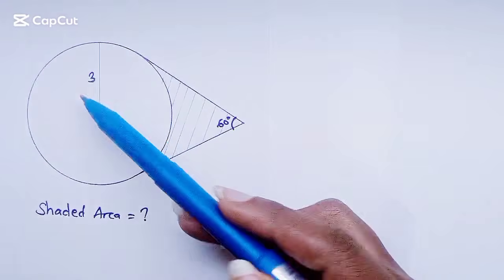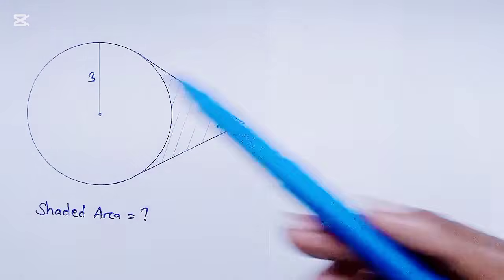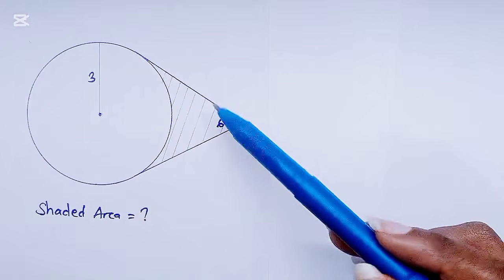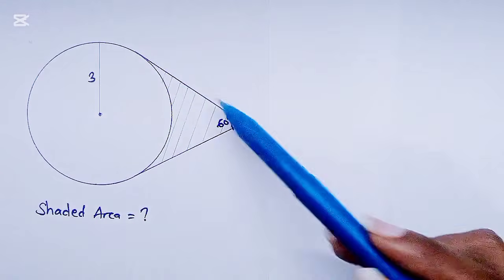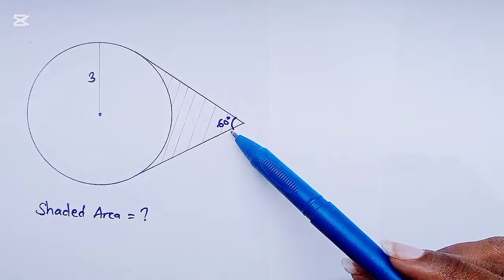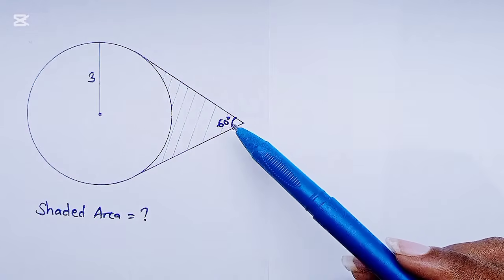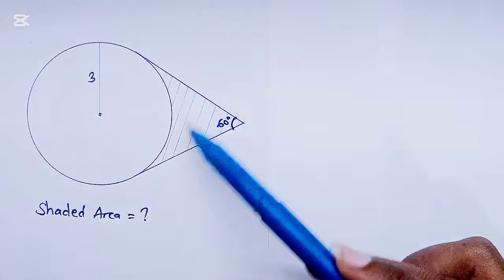We have the radius of this circle, which has been given to us as 3, and this angle subtended from these two tangent lines is 60 degrees. So with that, what is the area of this shaded region?